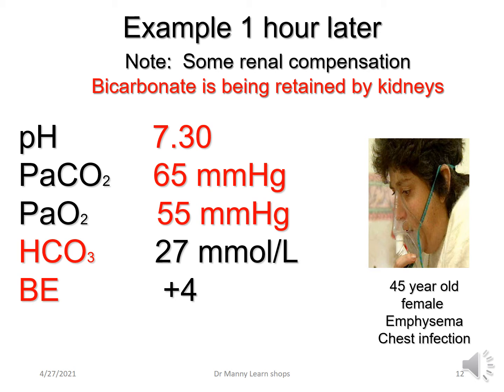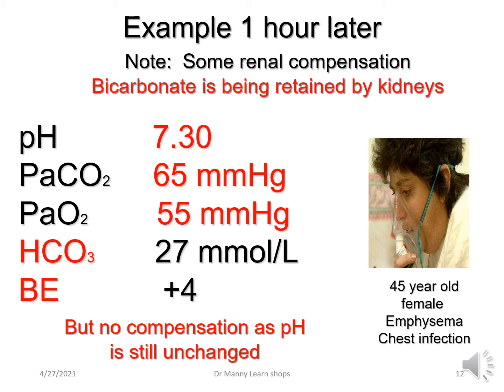So therefore, the kidneys are retaining bicarbonate and total body bicarbonate reflected in the bicarbonate and the base excess. However, the pH hasn't changed. It's still 7.3, so therefore there is no compensation at present. So what you've got is no compensation because the pH is still unchanged, despite retention of bicarbonate and probable excretion of hydrogen ions.